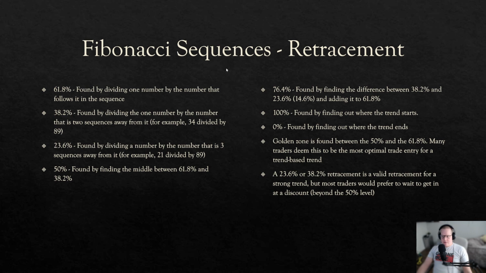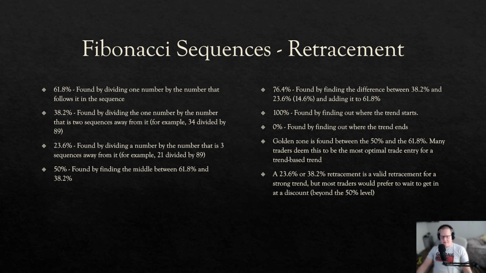So Fibonacci sequences, this is for the retracement. We'll go through all these, and then on the next page we'll show how to find them for extensions too. So the 61.8. I know that a lot of people have used Fibonacci's, but I actually didn't know this until I looked up how it was found. I just kind of took the 50 to 61.8. That's the golden zone. But it's very interesting how it's created.